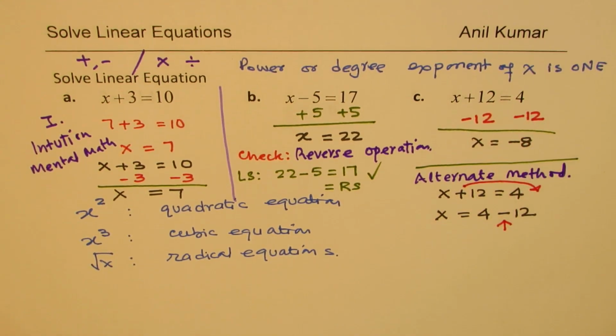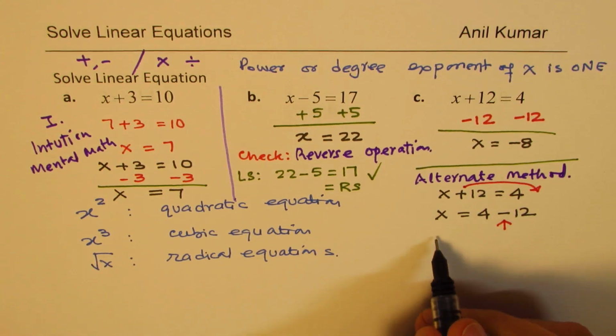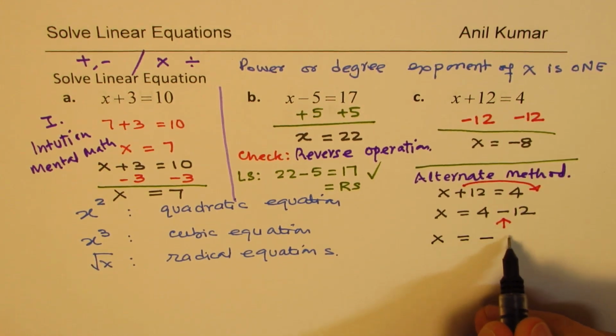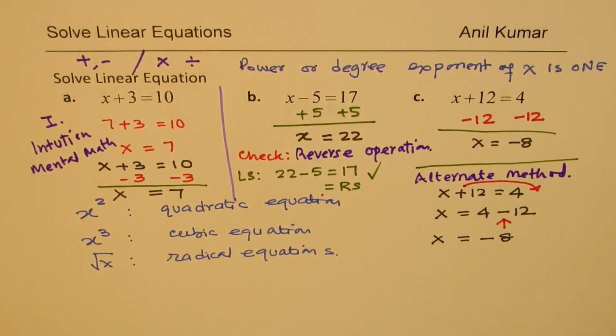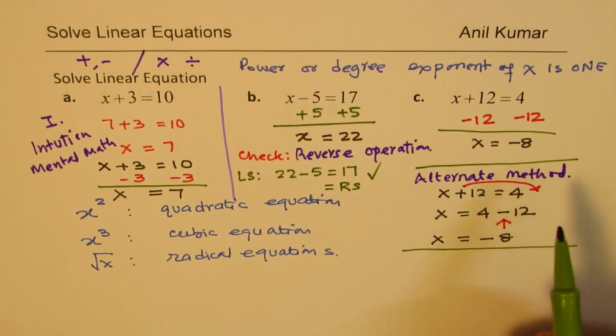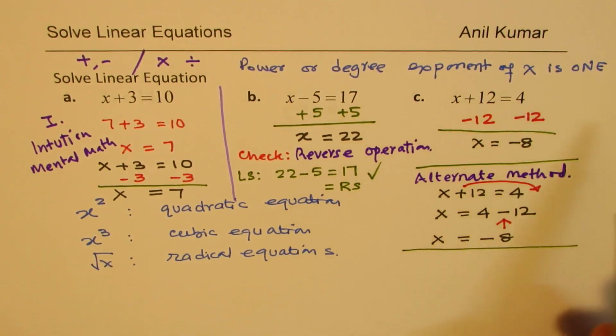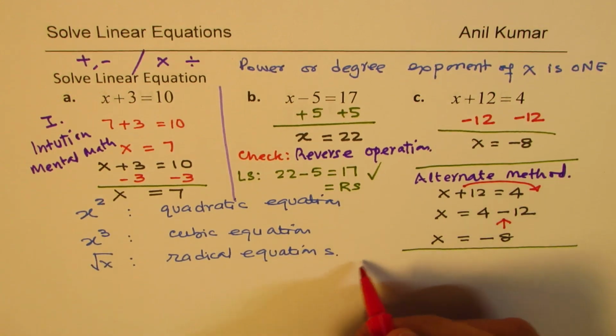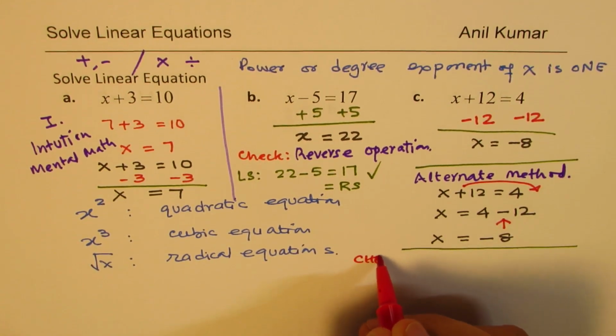So that is our alternate method. And then we get x equals to minus 8. Perfect. So that is your alternate method, which is very popular and faster, right? Especially when we have bigger equations. Okay. So as an exercise, you should check your solutions, right? So let's check this one also.